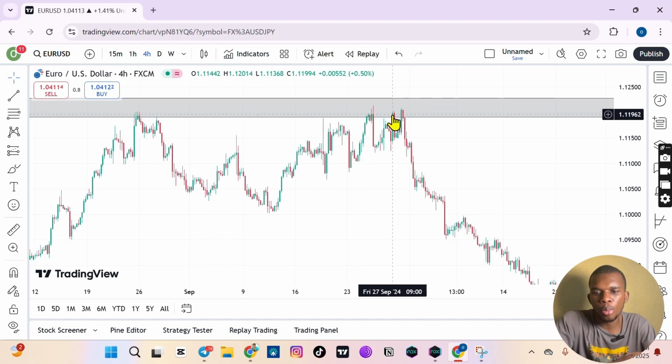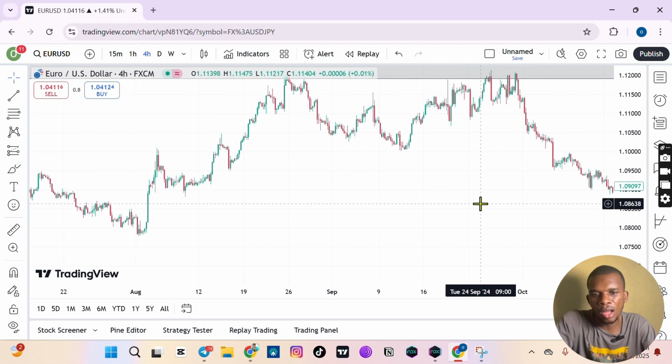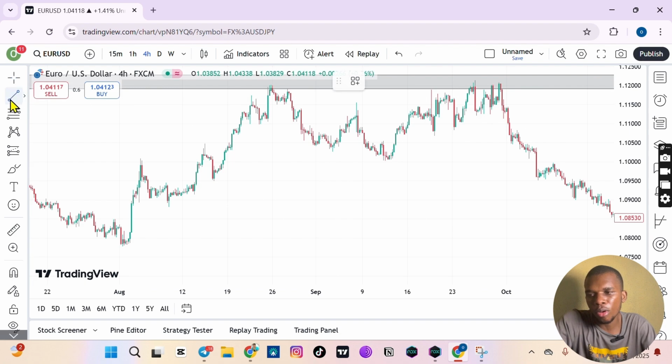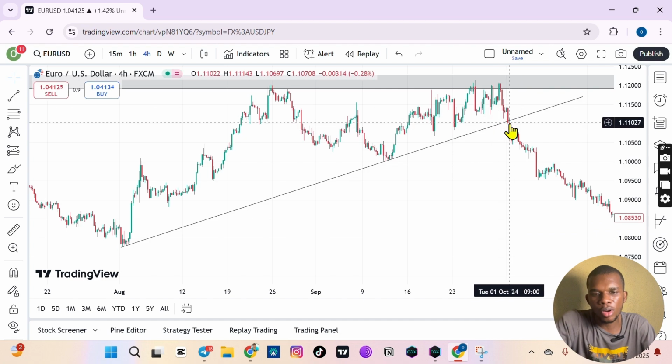Price made a triple top here and the market started falling down. Now, it's not good for you to just jump on the market and assume that the market has already made a triple top. All you need to do is pull up your trend line. Let me say I pull up my trend line from here and I'll just draw it. So once the market breaks this particular trend line, just know that the market is coming down.